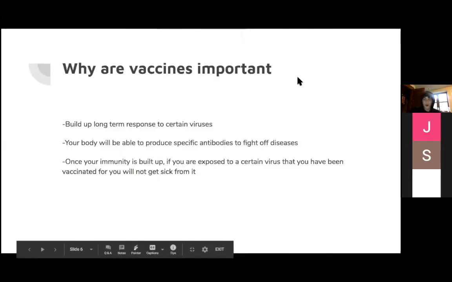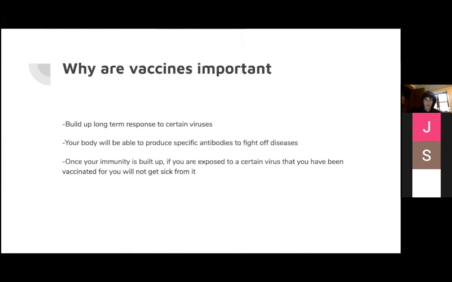All right, so why are vaccines important? These vaccines build up long-term responses to certain viruses. Your body will be able to produce specific antibodies to fight off these diseases. And once your immunity is built up, if you're exposed to a certain virus that you've been vaccinated for, you will not get sick from it.